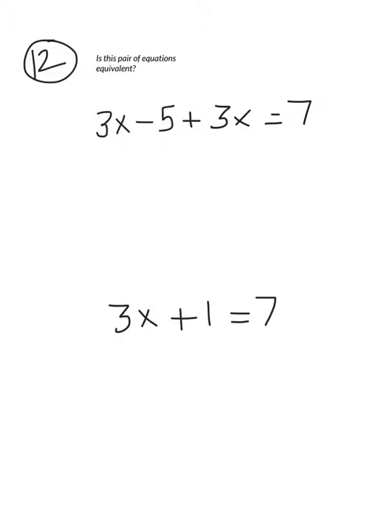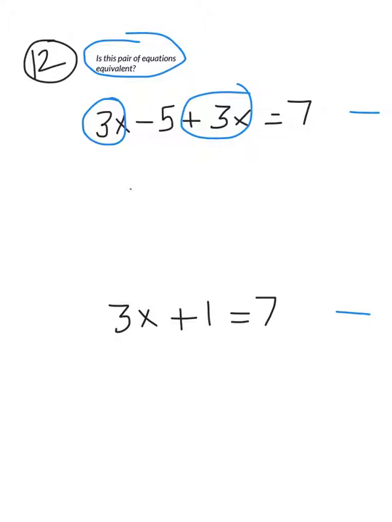Okay, this problem asks, is this pair of equations equivalent? So I have to look at this equation and this equation. Well, I'm looking at them and I see 3 x's in both. That doesn't look similar, but let's take a look at it and see. Let's see if I could put this together and this together. That would give me 6x minus 5 equals 7.